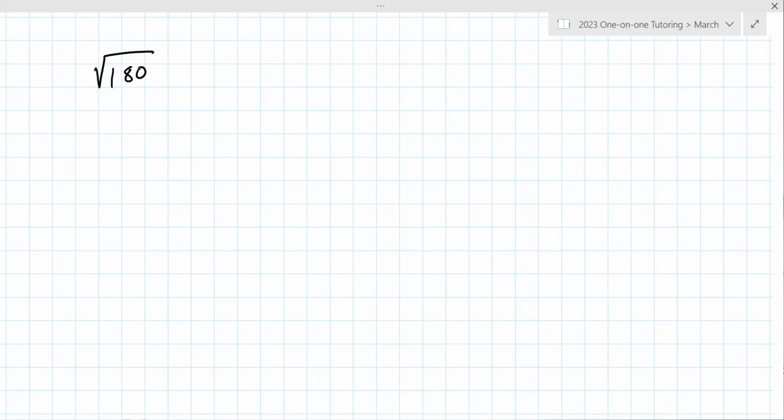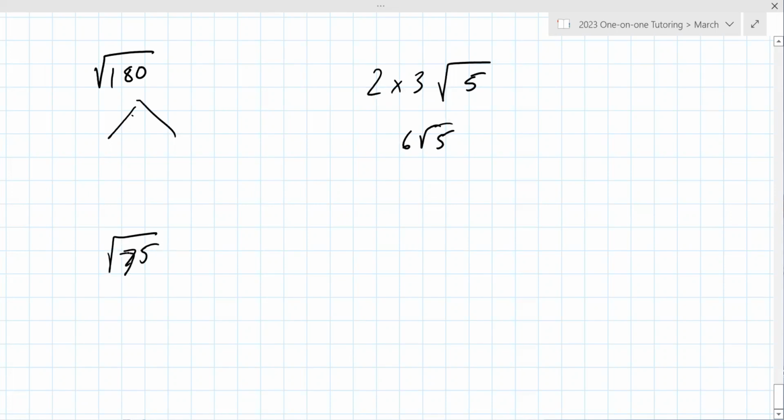So when I get the pair of 2 and the pair of 3, am I multiplying 4 times 9 or 2 times 3? 2 times 3. Okay. And then whatever's left over here. So 6 square root of 5. Yes. All right. Let me maybe do a couple more here. How about the square root of 75? You could try that.